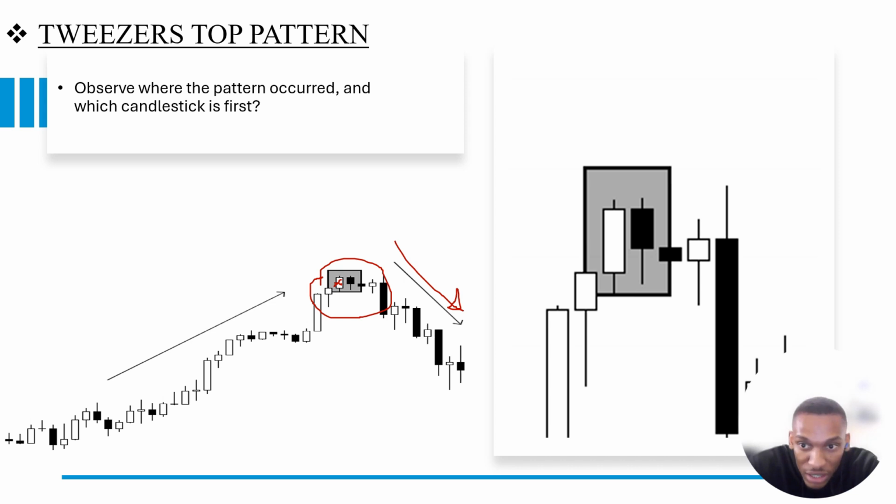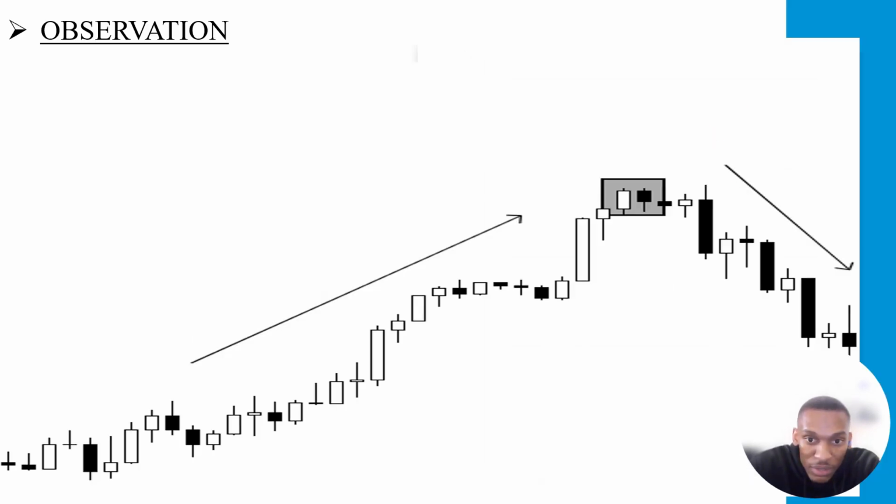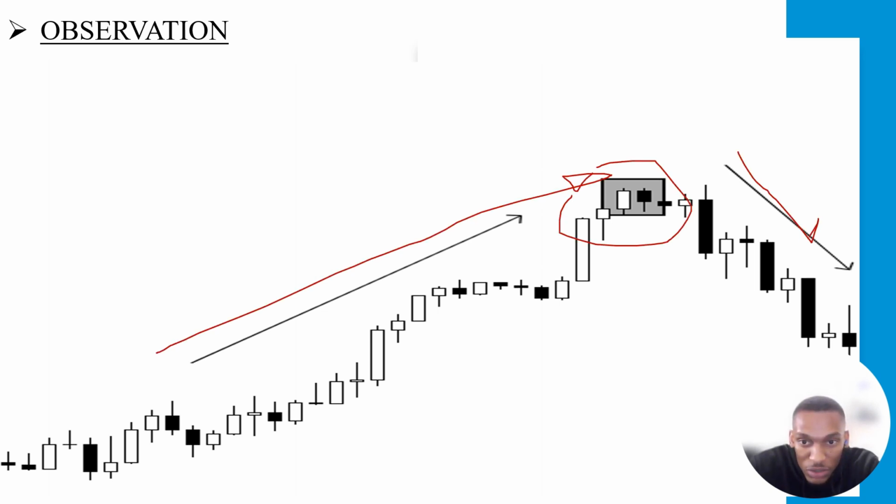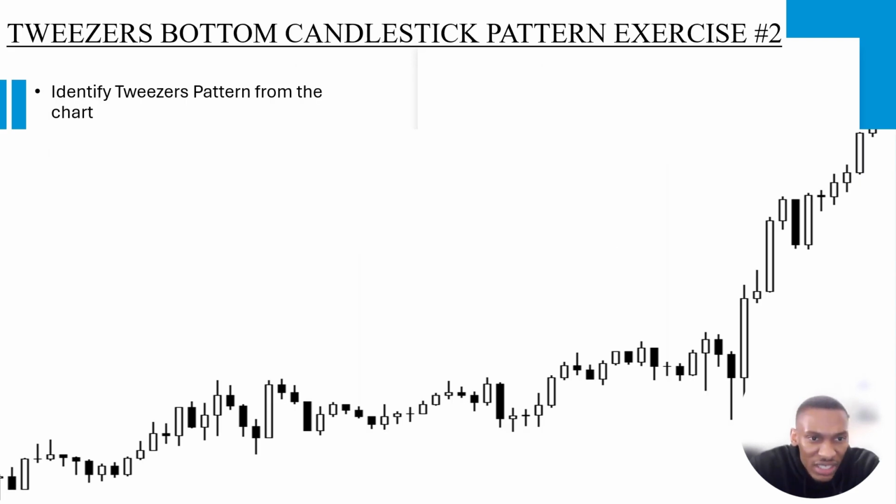Here's the zoomed figure. Check if all conditions are met. Okay, the observation: price was going up, we got it here, and the market started to drop. Similarly, let's do another example. Exercise here, identify the pattern from this chart. So from this chart, this is exercise 3, I'm sorry. Try to identify it.